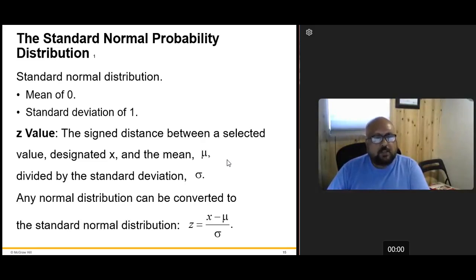So what is z value? Z value is the signed distance between a selected value designated by x. Basically, you have a point x, then there is a mean mu, and z value specifies the signed distance between x and mu, and then divided by standard deviation sigma. So we can convert any normal distribution to standard normal distribution by using this formula. Z is equal to x minus mu divided by sigma.